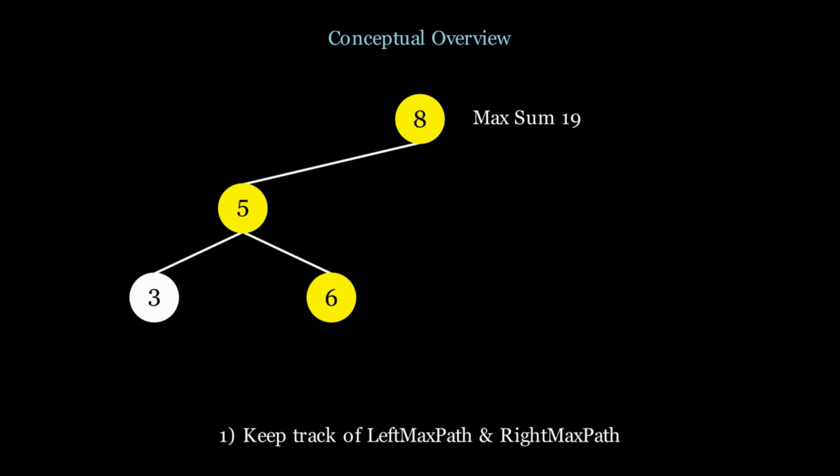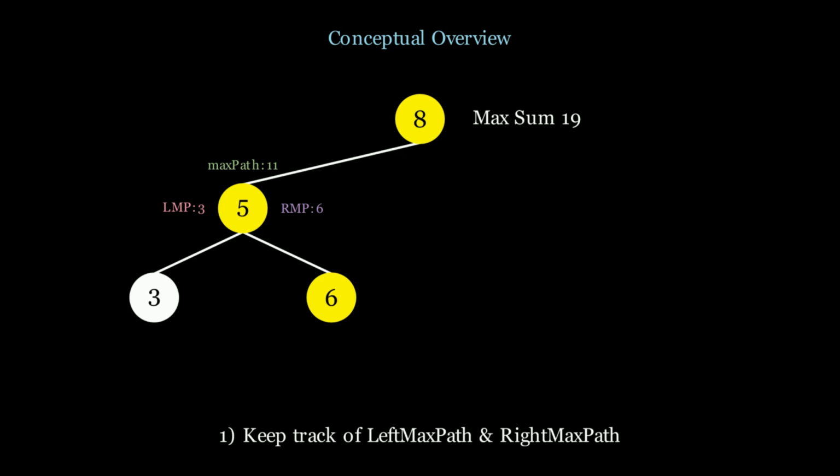Now the question I want to ask ourselves is, from node 5's perspective, how did I know to choose node 6 instead of node 3, right? Why didn't I choose path 8, 5, 3? How did I know that path 8, 5, 6 is greater than 8, 5, 3? Well, it's because we're going to keep track of left max path values and right max path values at every single node. And so if we take a look at what that looks like from 5's perspective, the left max path is 3 from node 3.